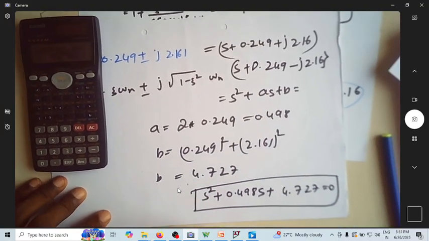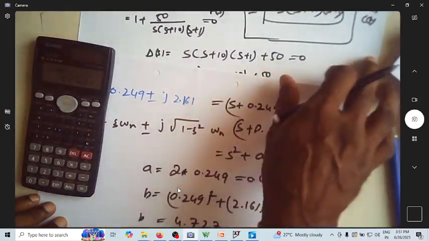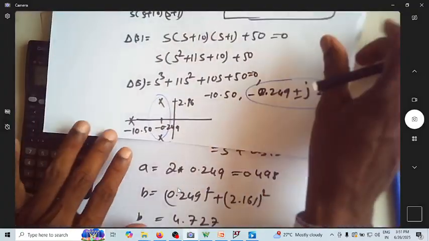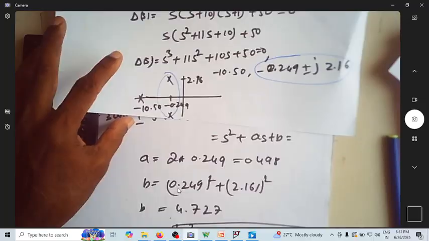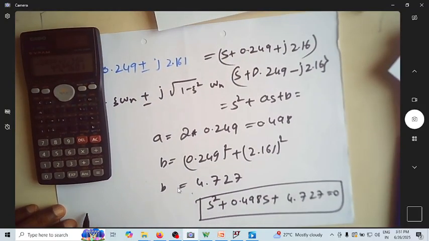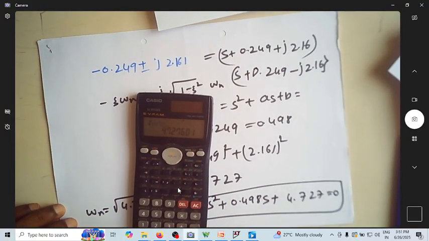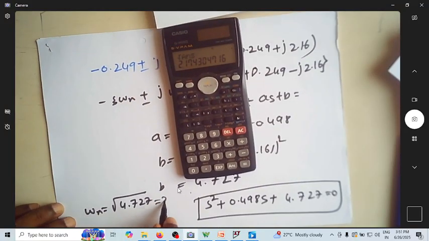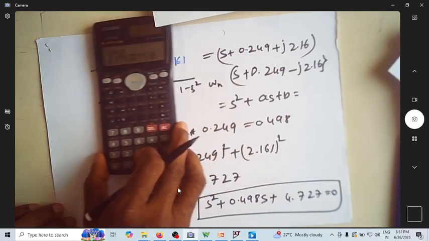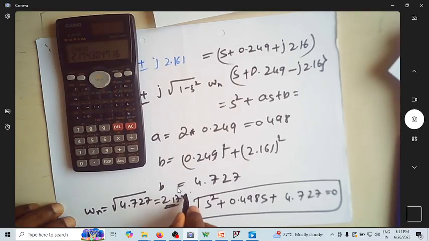This is my quadratic equation of these dominant pairs. So from which I can know what is omega n. What is omega n? It is under root of 4.727. So let me take the square root of the answer. It is 2.17. This 2.17 is omega n, radian per second.